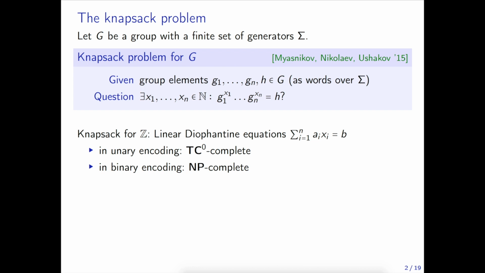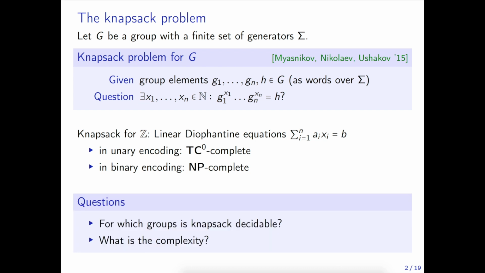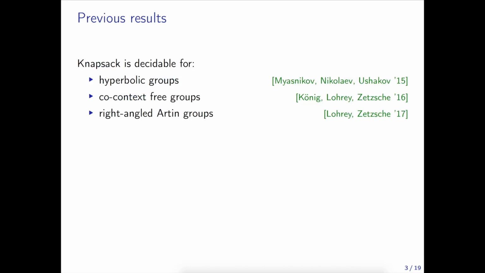But of course, the knapsack problem becomes more interesting for non-abelian groups. We try to study the following questions. For which groups is knapsack decidable? And what is the complexity? Now let me mention a few decidability results that we know for knapsack. We know that knapsack is decidable for hyperbolic groups, co-context-free groups, and right-angled Artin groups. And don't worry, the precise definitions of these groups are not so important.